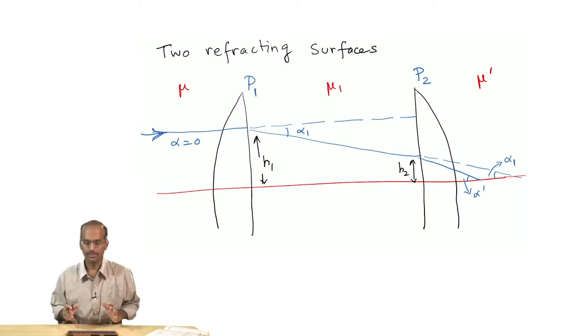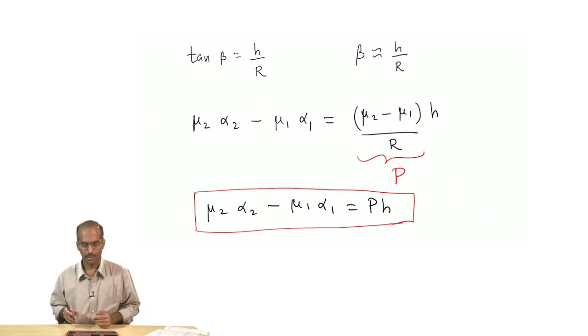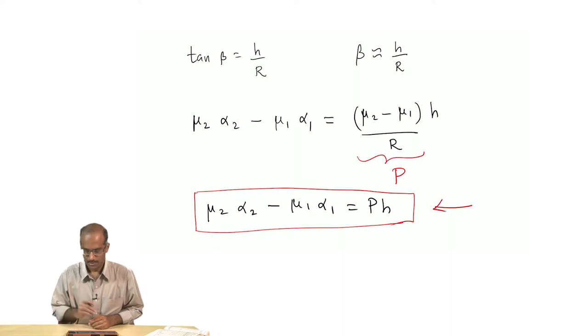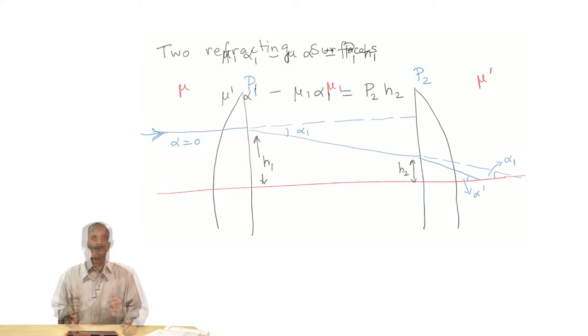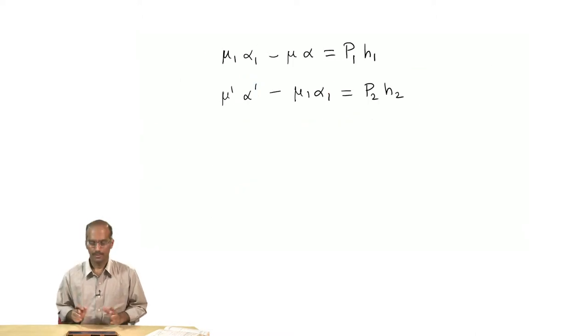What we shall do is actually apply this formula that we have got, this one, at both the points, meaning at the position of both the refracting surfaces. And ultimately, when I want a formula for a thin lens, what I am going to do is to bring together these two pieces such that the medium mu 1 would not even exist. So, I have these two sets of relations which we can now manipulate.